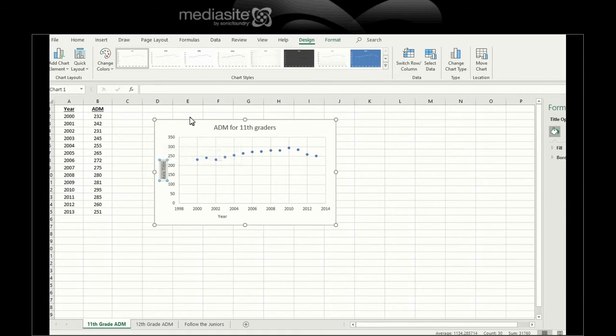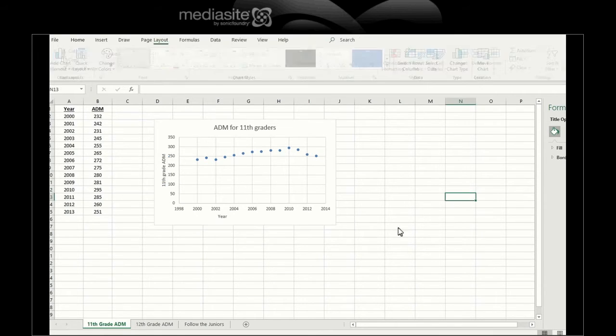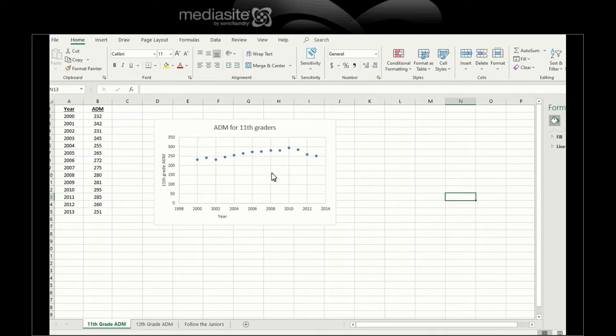Always have trouble getting these highlighted. Yes, so 11th grade ADM. So there's our 11th grade one, done in a few seconds.